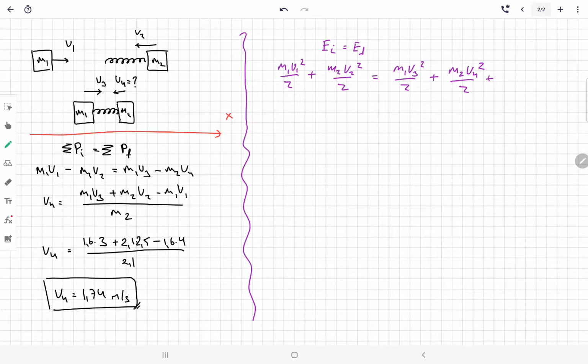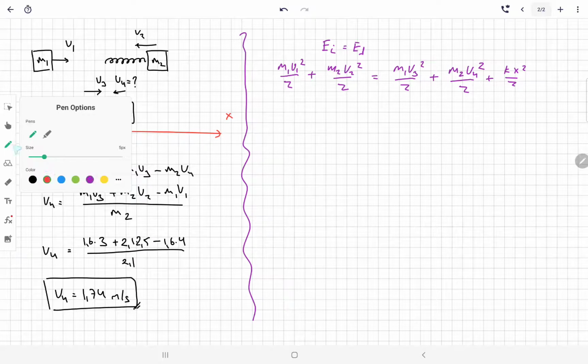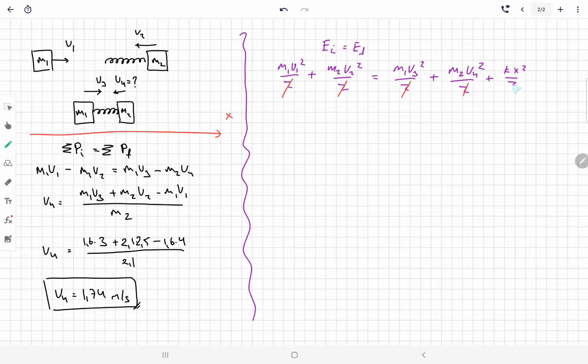And also at this time the spring will be compressed, so the spring has a potential energy which is kx squared over 2. This x is the compression, so we should find this compression. We have only one unknown in this equation. We can remove 2. So x equals the square root of m1 v1 squared plus m2 v2 squared minus m1 v3 squared minus m2 v4 squared, over k.